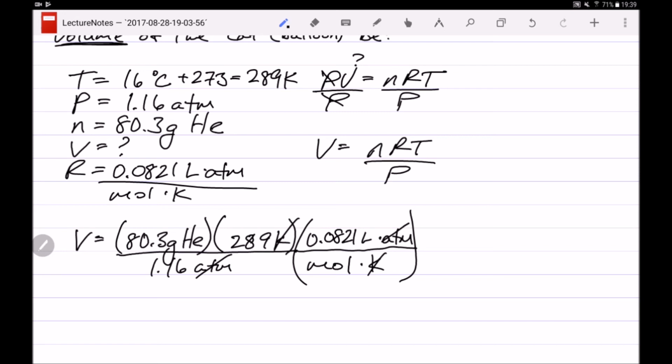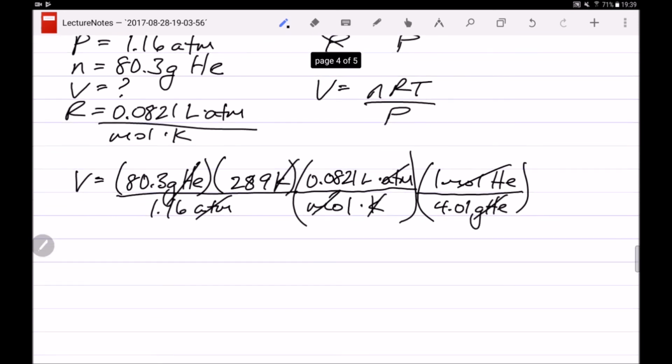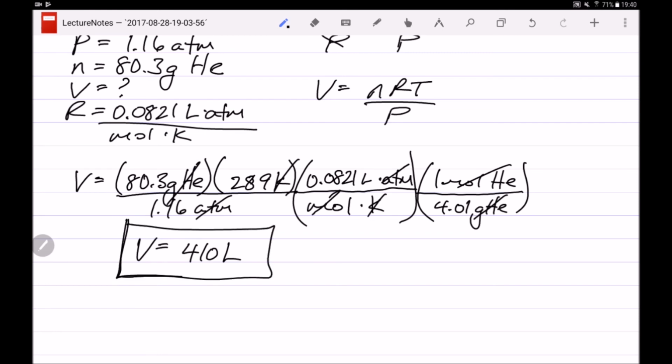So grams of helium don't cancel with moles of helium, but I hope by now that that's kind of trivial. 4.01 grams of helium, 1 mole of helium. Grams cancel and moles cancel. Our volume is 410 liters. Again, paying absolutely no attention to sig figs whatsoever.